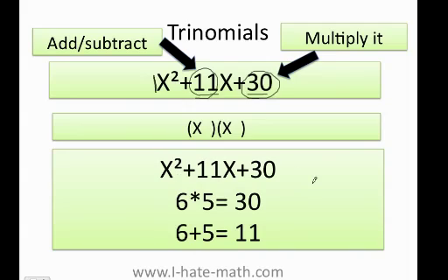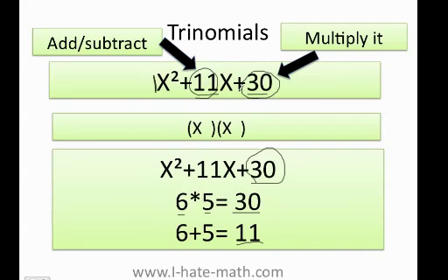I go ahead and I find the factors of 30. What are the factors of 30? Basically the numbers that make the number 30, like 3 times 10, 15 times 2, and so on. And bingo, I see that 6 times 5 is equal to 30. Moreover, 6 plus 5 is equal to 11. That's it. I found two numbers that when I multiply them give me 30, and when I add them or subtract them give me 11. Those numbers are 6 and 5.